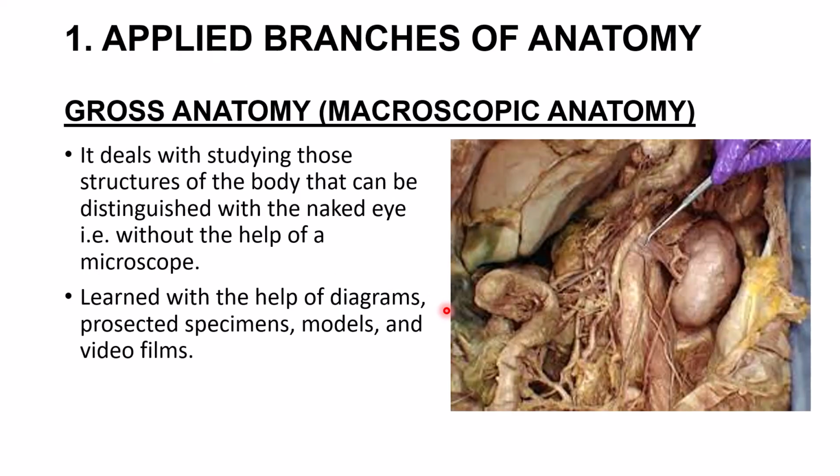The applied branches of anatomy are gross anatomy, which is also called macroscopic anatomy. It deals with studying those structures of the body that can be distinguished with the naked eye, that is, without the help of a microscope. We can learn gross anatomy with the help of diagrams, prosected specimens, models, and video films. In this, we do the dissection of the cadaver and we study through cadaveric anatomy.